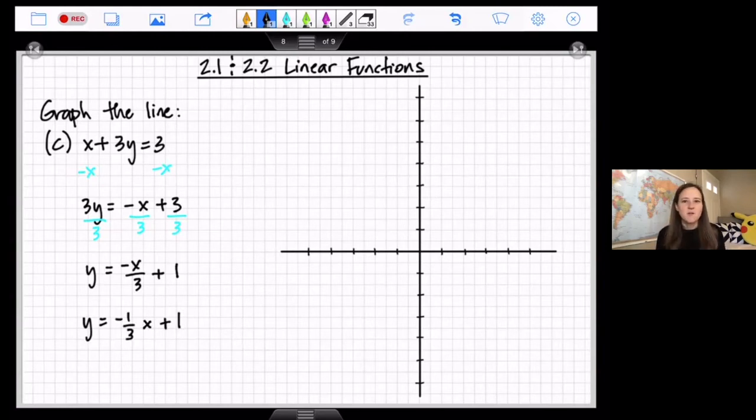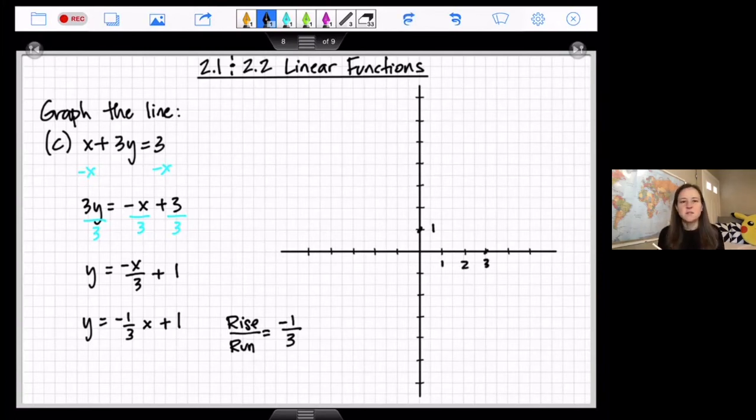All right, so we're going to start off at our y-intercept of 1. So up here at 1, draw my y-intercept. And then that slope is -1/3. So my rise over run is -1 over 3. So that means I'm going to go down 1 and to the right 3. So I'm going to go down 1 and to the right 1, 2, 3.